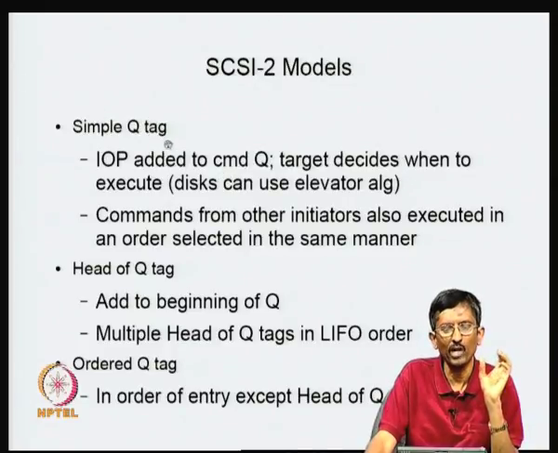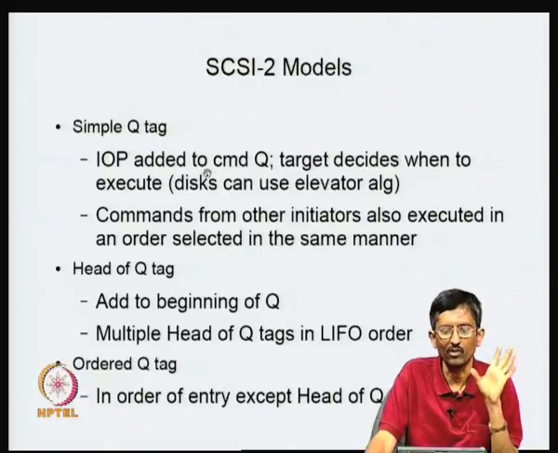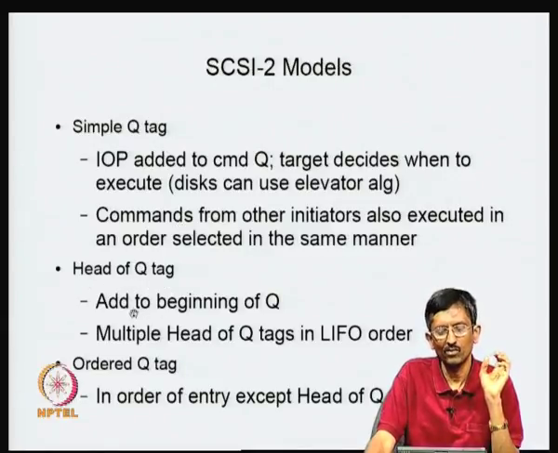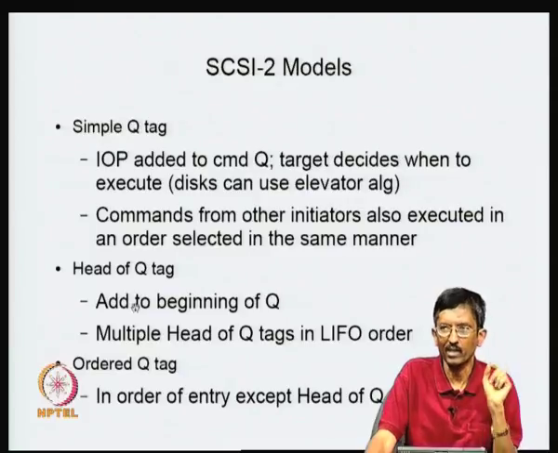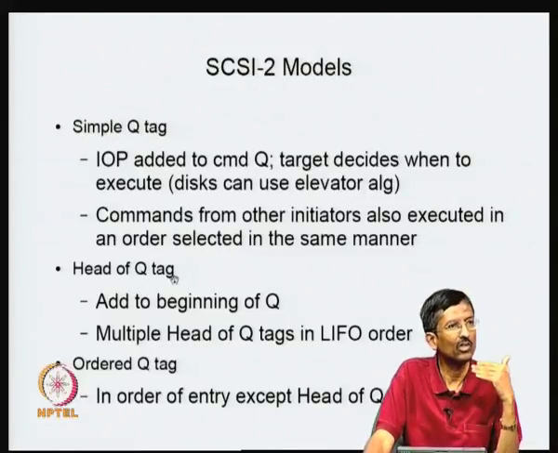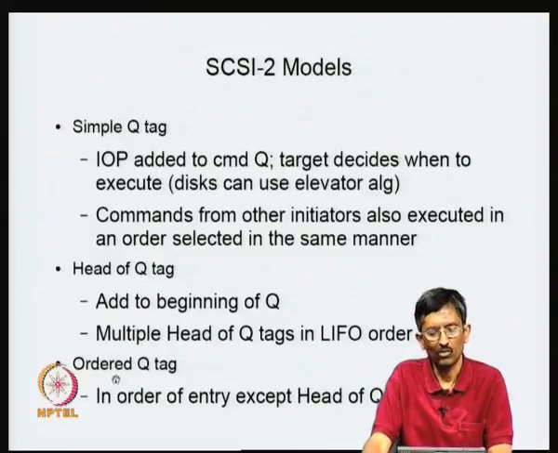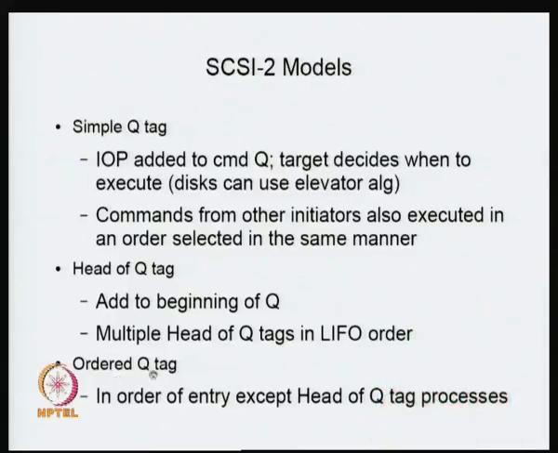Basically, if it's a simple queue tag, it means that the target is completely free to reorder it the way it wants. Nobody is stopping it. Whereas there is something called a head of queue tag. What this means is that there is something very critical that has to be done, an absolutely critical thing for the sanity of the system. If I send a head of queue tag, it is going to be executed immediately after the current one is finished.